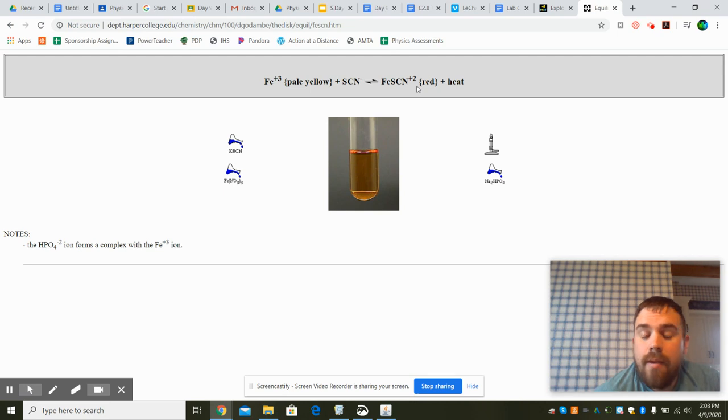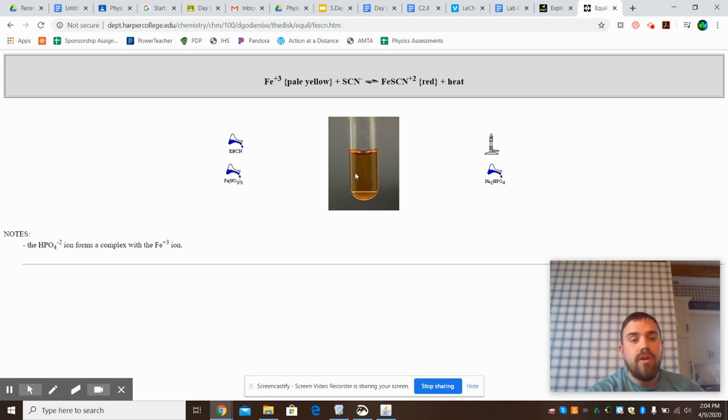So the first thing that you're going to do is write the equilibrium expression for this reaction. No big deal. But then you're going to look at all these different stresses that we can put on this system. So we've got this test tube of these ions in solution, and it's a mixture of Fe 3+, the thiocyanate, and the FeSCN 2+. So it's a balance between those right now.